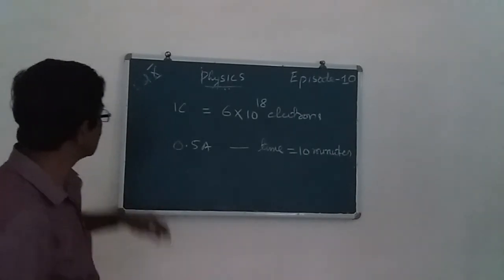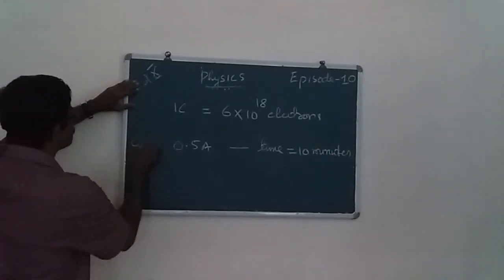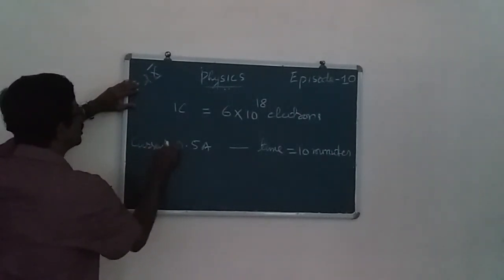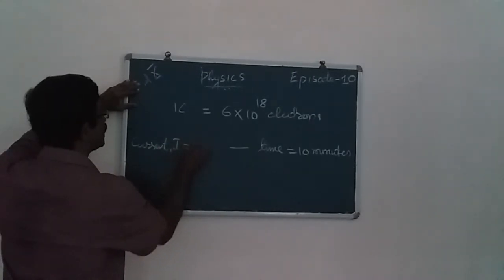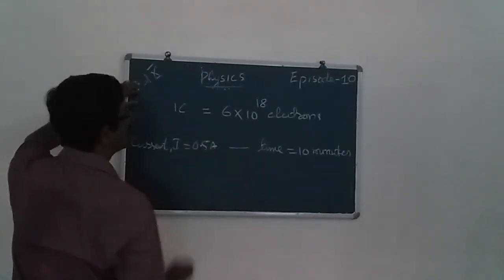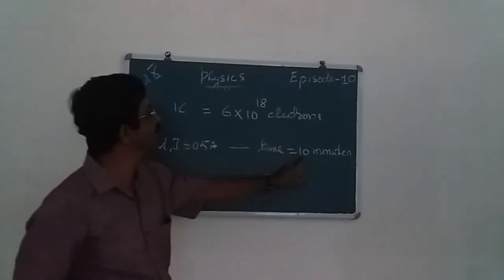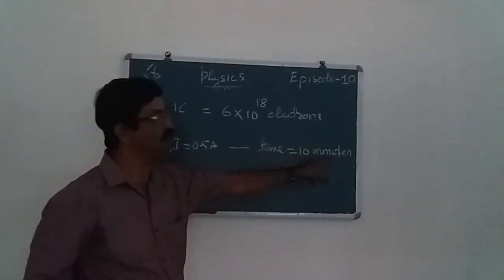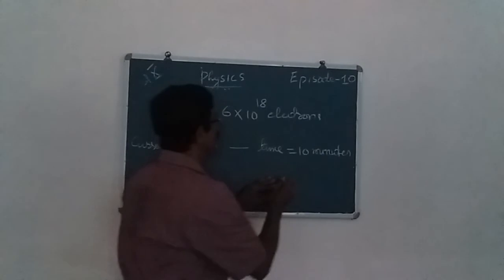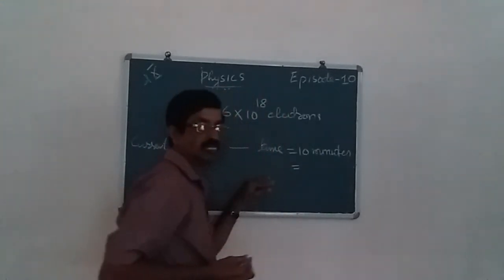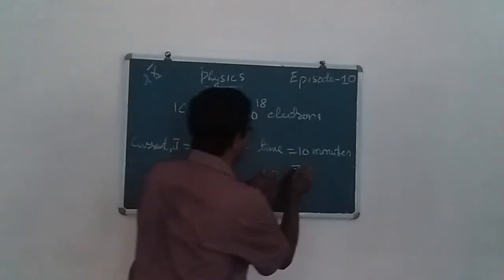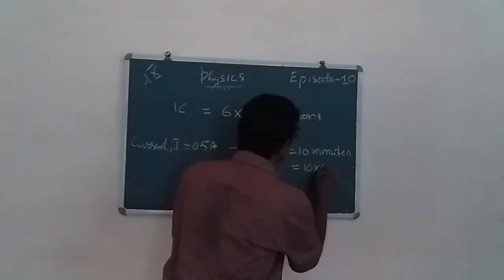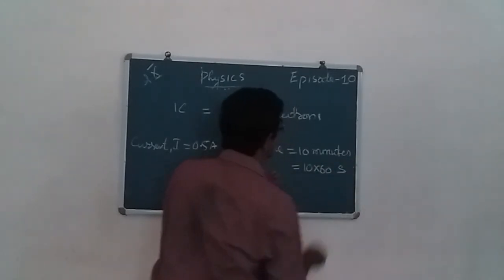See, here given current. Which is the letter used to represent the current? Current is represented with the letter I. I is equal to 0.5 ampere. Time taken T is equal to the given 10 minutes. We know time is considered in seconds in SI unit. So 10 minutes equals 10 into 60 seconds.